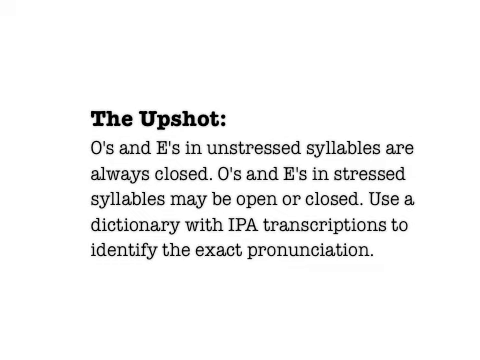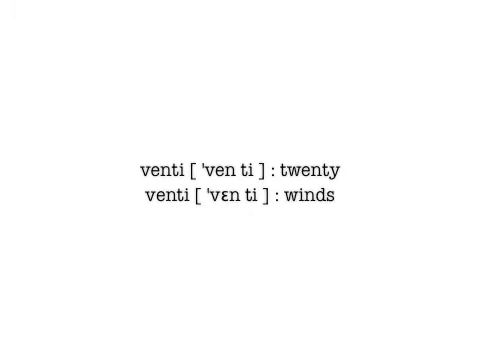I want to stress that the difference between open and closed O's and E's is really important, even though it can be hard for English speakers to hear in many dialects. Sometimes the only difference between 2 words is whether the vowel is open or closed. For instance, vinti means 20, while venti means winds.